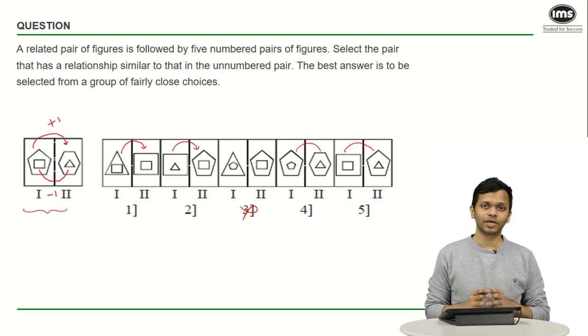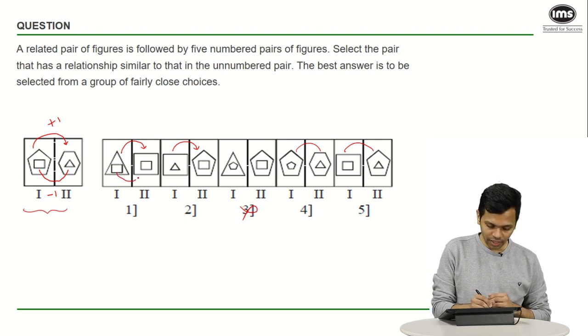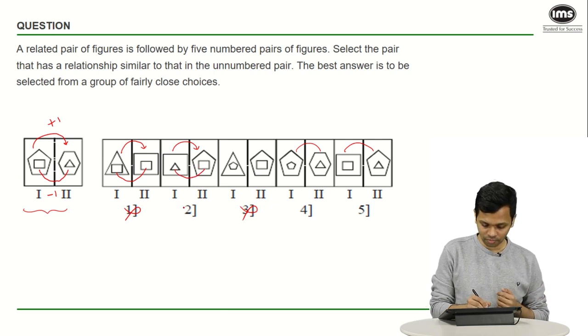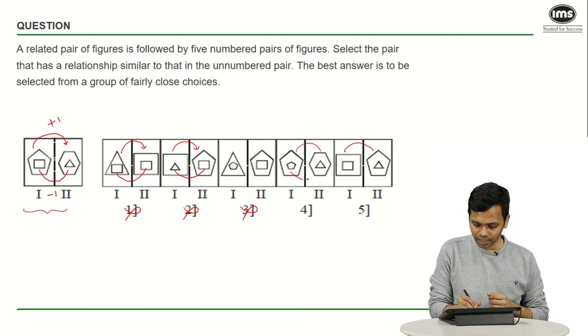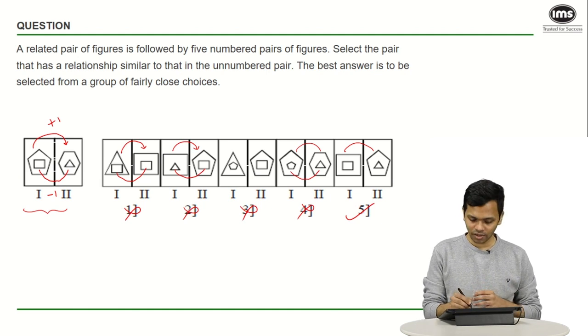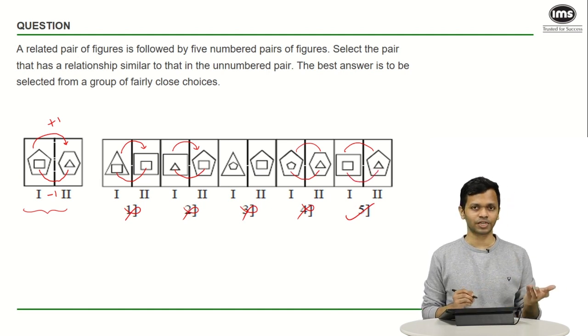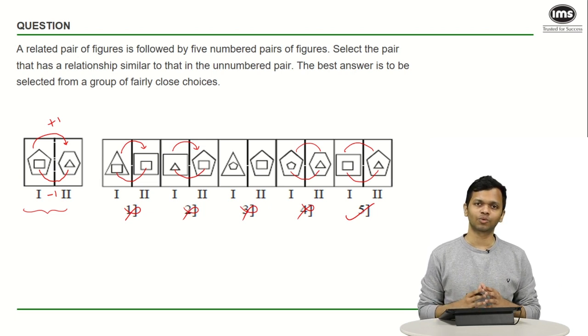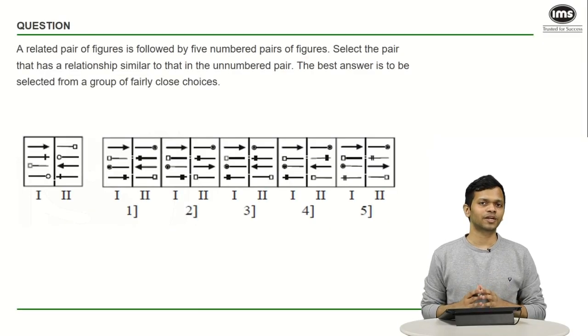The inside one is -1. So rectangle remaining rectangle, this is not my answer. Triangle becoming rectangle, so it's actually +1, again wrong. Then you have a pentagon becoming triangle, so that is -2, this is also wrong. By default, then this will become your answer. Anyway, the logic is the 4-sided figure is becoming a 3-sided figure. So that's your answer for this question, answer option 5. Let's look at the second question.